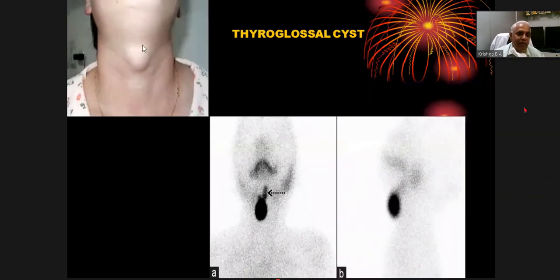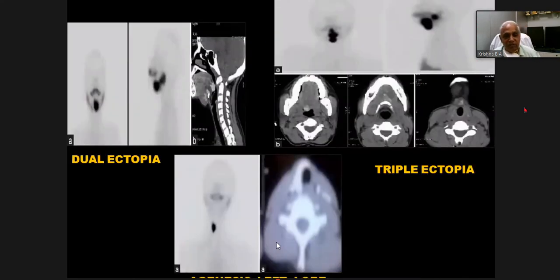A patient may have a nodule like this, raising all the same questions, and when you see on the iodine scan high uptake and there is no thyroid gland, this is a thyroglossal cyst which is functioning. Not very common, but it is a functioning thyroglossal cyst. You may have a dual ectopia, a lingual thyroid and a thyroglossal cyst with no thyroid gland.